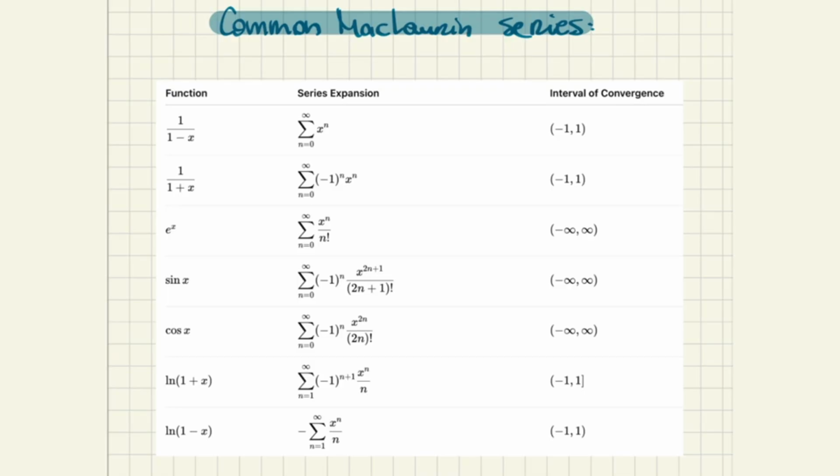Here you can see some common Maclaurin series. For example, 1 over 1 minus x, 1 over 1 plus x, e to the x, sine of x, cosine of x. But why do you need to recognize these? It saves you time and lets you solve most problems instantly instead of rederiving everything. So if you want, you can pause and screenshot this part.